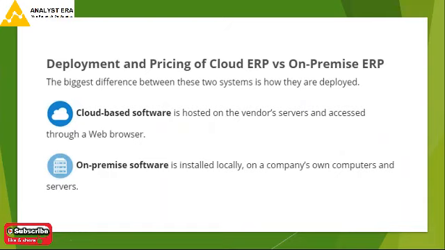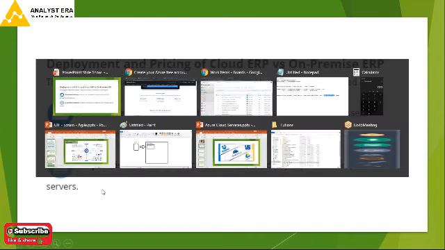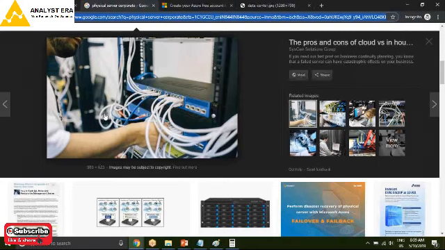Deployment and pricing. When you say on-prem and cloud-based, what is the difference? On-prem means on my premises. We don't say on-premise, we say on-prem. Where is the server? It is with me, on my floor. It is nowhere else. So I will use it the way I want, and it is private. I own it.